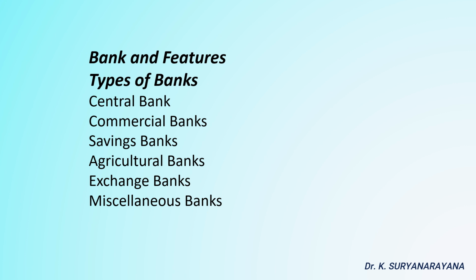Banking Regulation Act 1949. The banks are categorized into public sector, private sector, foreign sector. The different types of commercial banks are deposit banks, industrial banks, savings banks, agricultural banks, exchange banks, miscellaneous banks.